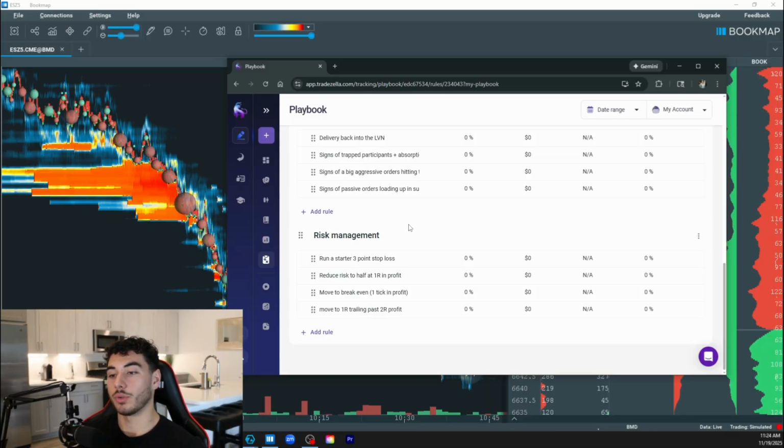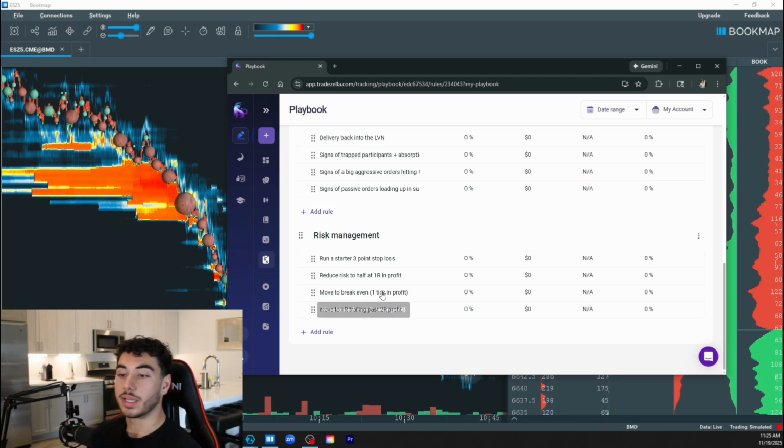I reduce my risk to half at 1R in profit. That's right. So I always look for opportunities to reduce my risk. And then when I'm at 2R, I move to break even. And when I do move to break even, I put it 1 tick in profit. So no matter what, it's going to be technically a green trade. It supports my psychology.